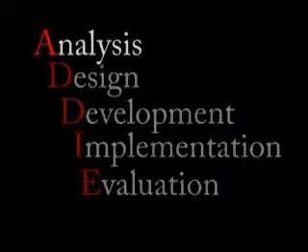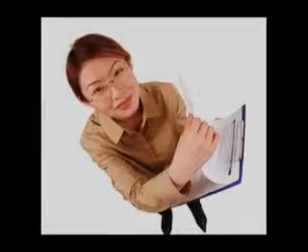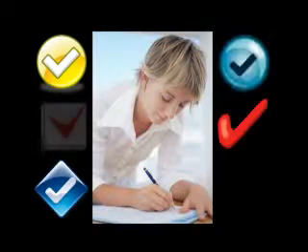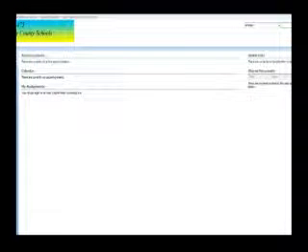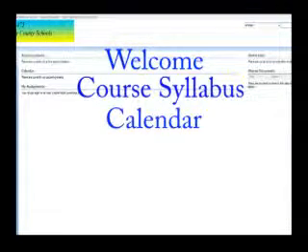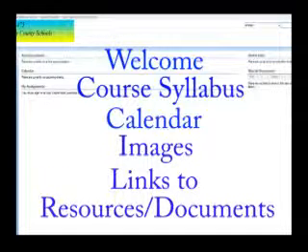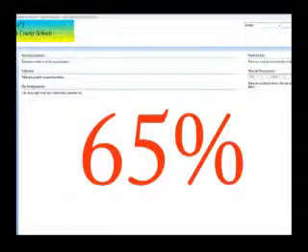The analysis phase began with surveys sent to teachers and parents. The teacher survey included specific questions about what types of training might be beneficial to them. The parent survey gauged what types of information were most desired. Each teacher's web page was then evaluated using a 5-point scale measuring the information included: a teacher welcome, a course syllabus, a calendar, images, and links to appropriate resources or documents. Of the pages evaluated, 65% did not meet the 5-point criteria.